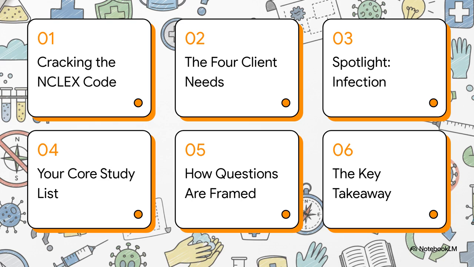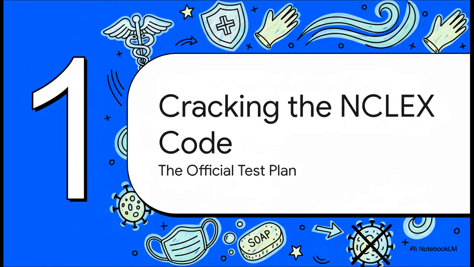So here's our game plan. First, we're going to crack the NCLEX code itself. Then, we'll look at the 4 big categories of the exam, put a spotlight directly on infection control, and then, this is the best part, we'll build your core study list straight from the source. We'll even look at how these questions are actually written and wrap it all up with the key takeaway. Okay, let's get into it.